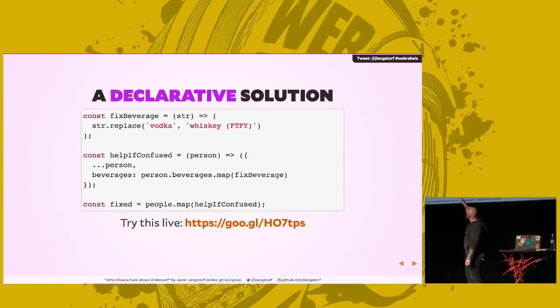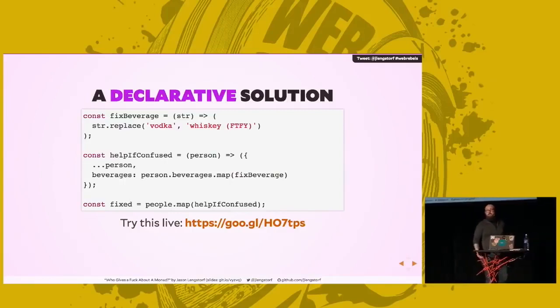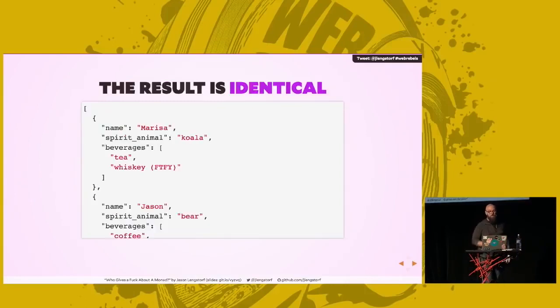At the bottom, we take all of our people, we map a function to it, and then inside of each person, we map a function to the beverages. Same solution, significantly easier to maintain. Because if something changes and that beverages item ends up being nested 2 or 3 levels deeper, we don't have to rewrite a pyramid of doom to make that change. We just have to rewrite that beverage function, and we've solved the problem. So the result that comes out is identical. We get the list back, and vodka is fixed.